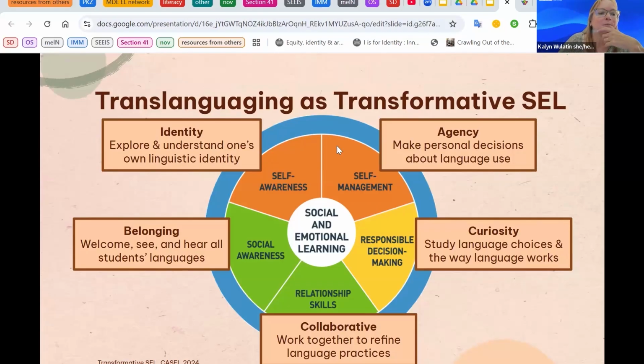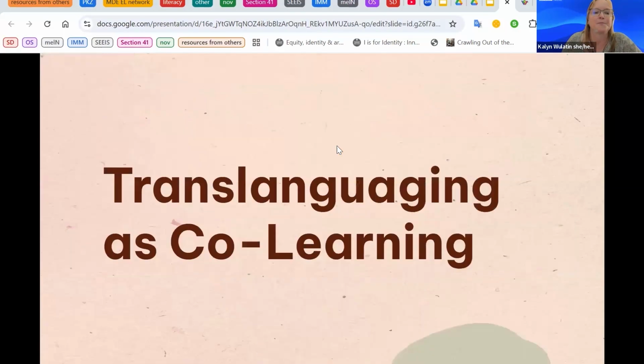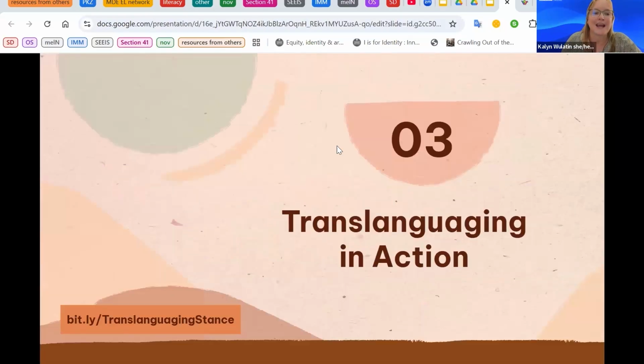Belonging, I think, is the most important one on here because we want all of our students to have a sense of belonging. So now let's go on to what this could look like in the classroom, right? Looking at translanguaging in action.